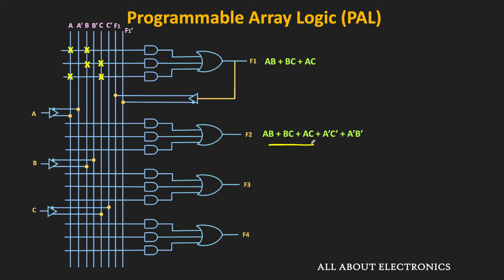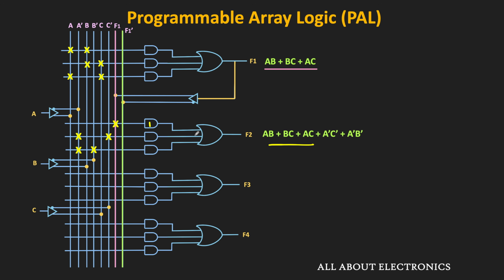So here, this line represents the F1 output, but the second line represents the F1 dash. In the second OR gate, we can connect this F1 input to one of the AND gates. That means the output of this first AND gate represents AB plus BC plus AC. And using the other two AND gates, it is possible to generate the other two product terms. That means the output of the second OR gate in this PAL system will have a total of 5 product terms.